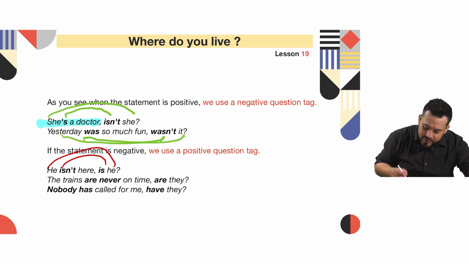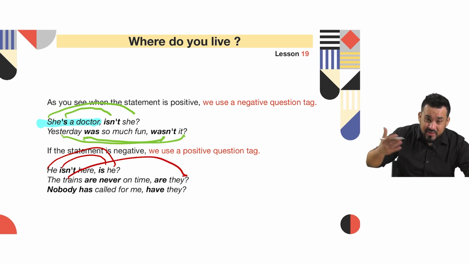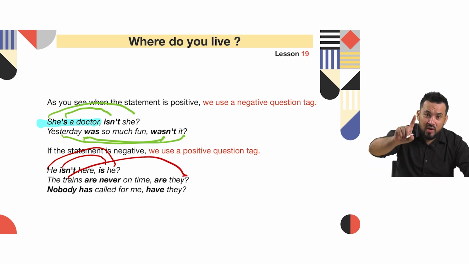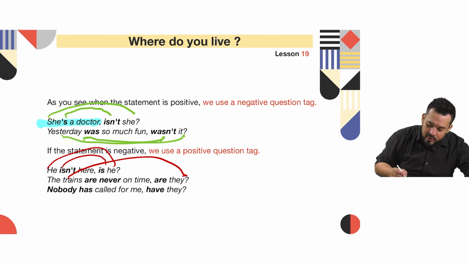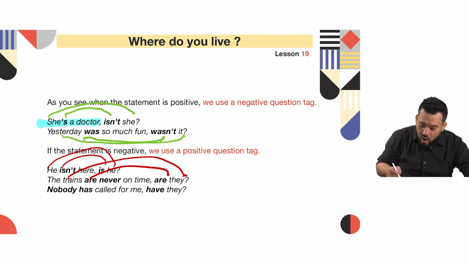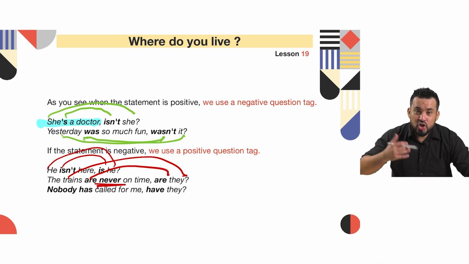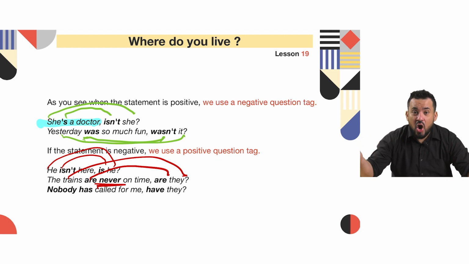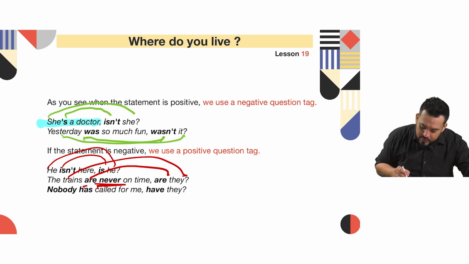The trains are never on time, are they? Trains, they, because it's plural. If it was just one train, it would be it. Are. Why are? Because here we use never to make it negative. So are never, that means are not. Same thing. So are never, we made it are.